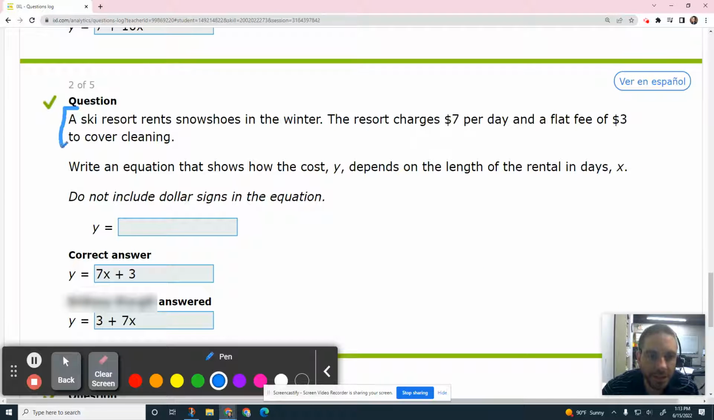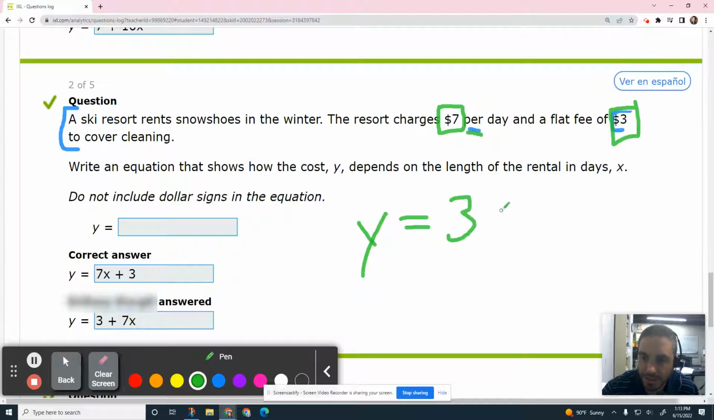A ski resort rents snowshoes in the winter. The resort charges $7 per day and a flat fee of $3 to cover cleaning. So there's the rate word per. That means that 7 is my rate number. 3 is my starting point number. So the total cost, y, equals $3 plus 7 per day. And you can see that's what you got right here.